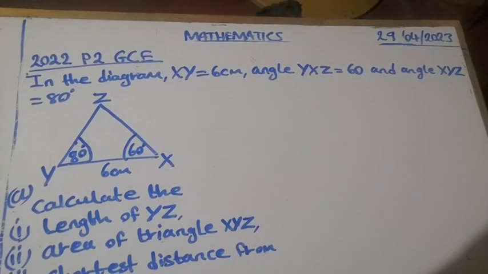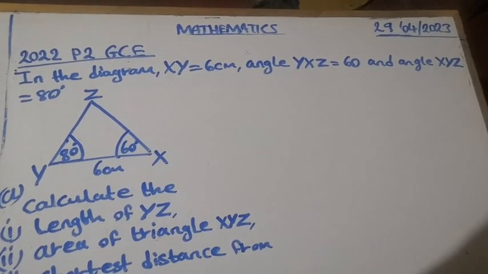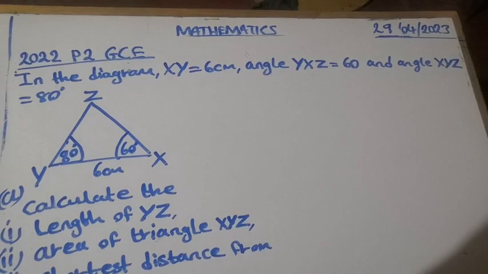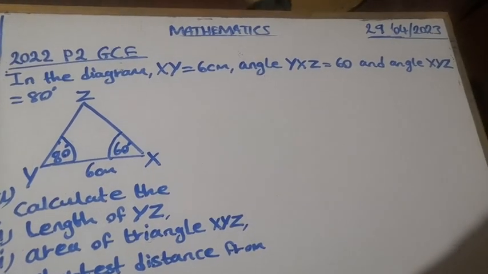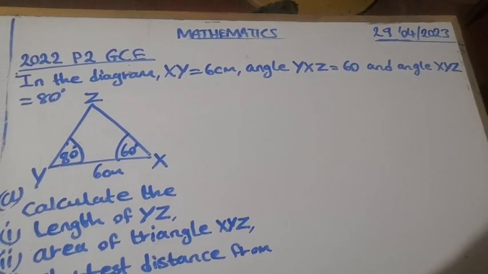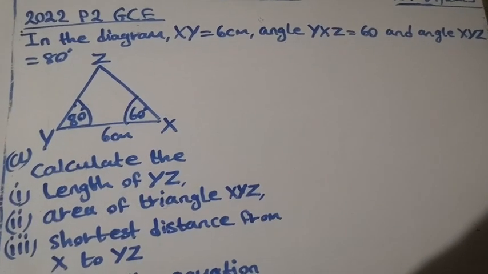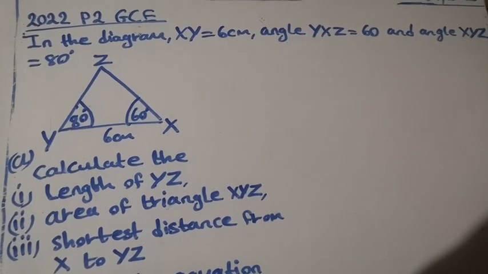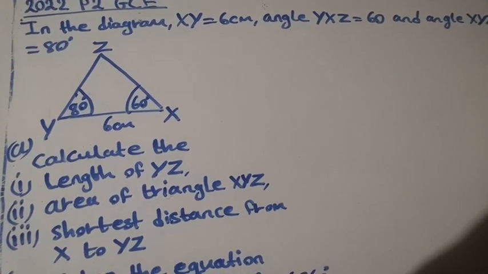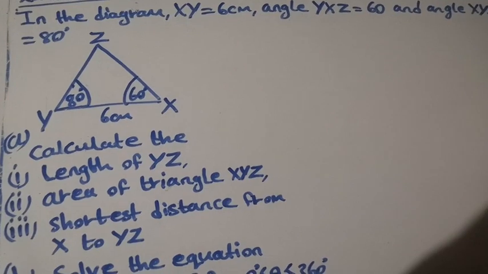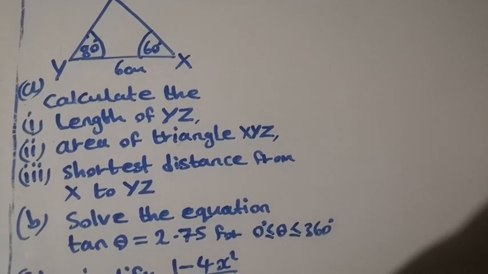Mathematics 2022 Paper 2 GCE. In the diagram, XY equals 6 centimeters, angle YXZ equals 60 degrees, and angle XYZ equals 80 degrees. Part A. Calculate the length of YZ, the area of triangle XYZ, and the shortest distance from X to YZ.